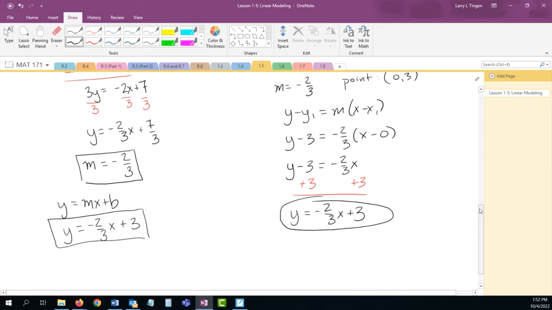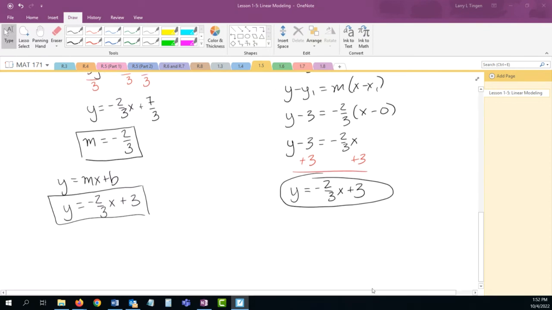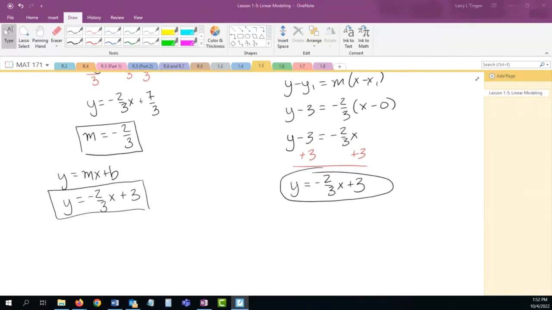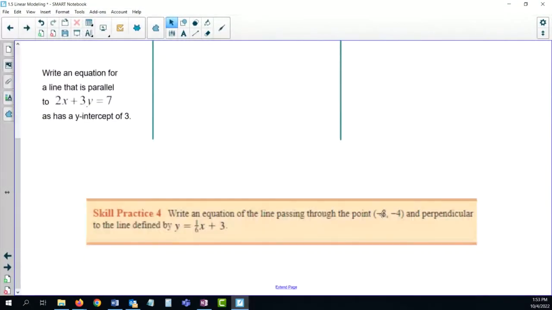All right, so that's one. That's page 2. Any questions? Everybody's agreeing, coming along, no problems. There's a question at the bottom that asks you to write the equation of the line passing through the point -8, -4, and perpendicular to the line y is equal to -1/6 x plus 3.